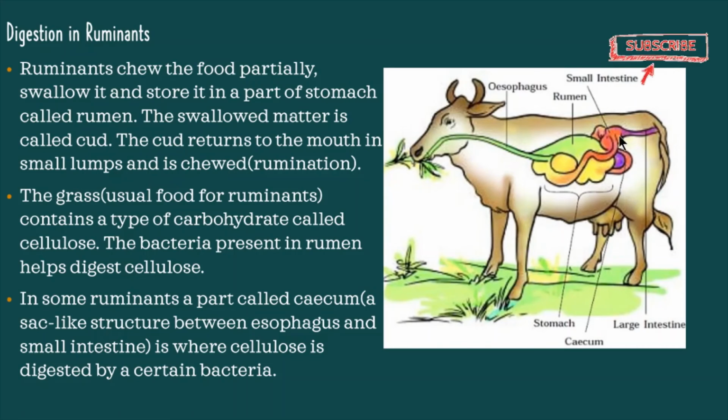What you can see is a sac-like thing with a red boundary and a purple thing. It's not exactly like that, it's just a representation, guys. That is the caecum, where cellulose is digested by certain bacteria. The same bacteria, I think, are present in the rumen and also in the caecum. So let's get into the next slide. We have learned about nutrition in ruminants, guys.